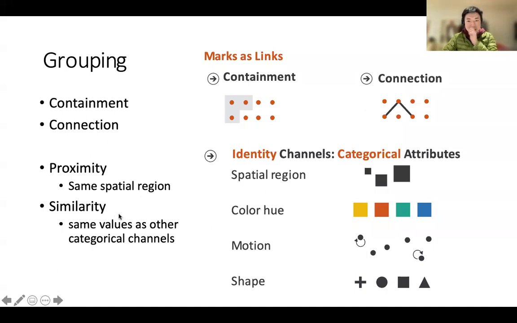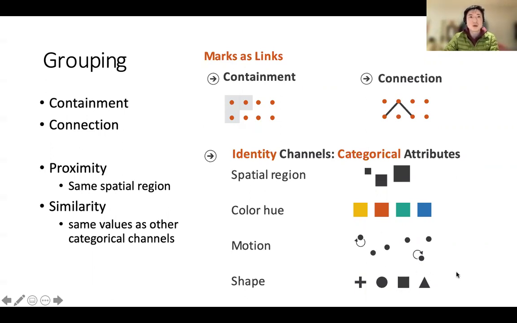Okay, and the other things are just those we list here. So you can always group things by location, so put them next to each other, besides these two. And these are just copied from previous slides, in terms of categorical attributes from the most effective to the least effective ones.